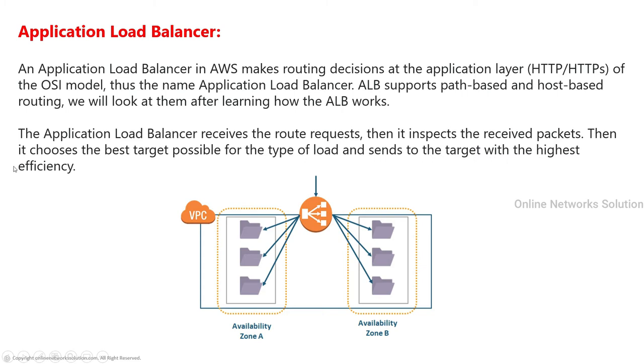with the highest efficiency. For example, you can see here our application load balancer and there are two availability zones, zone A and zone B. So you can see here the application load balancer sends the traffic according to path-based and host-based routing. So it can send traffic using host-based routing or path-based routing. So every instance can get the traffic if traffic comes to that server from the ELB. You can say that is the application load balancer.